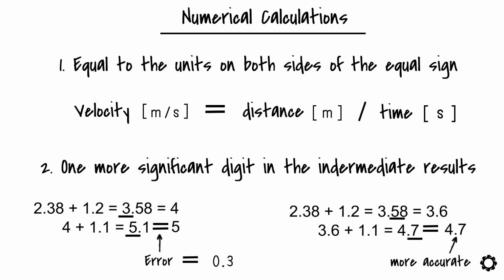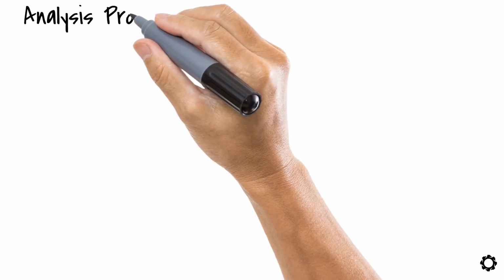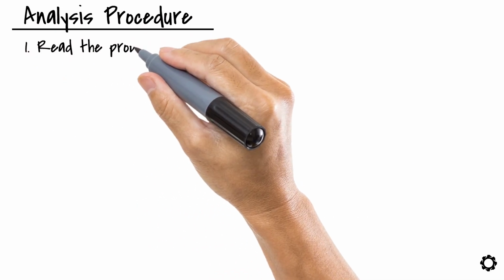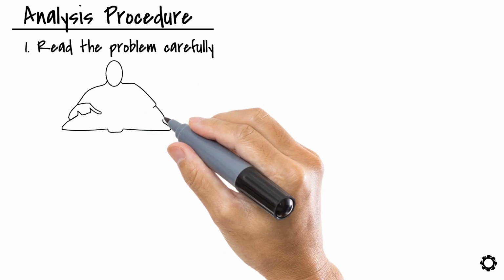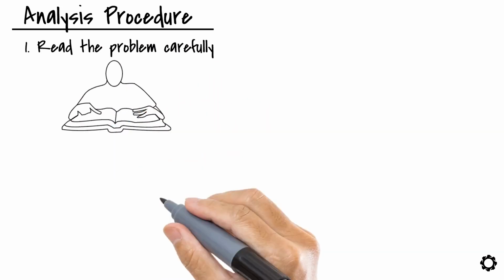And now to the most important topic in this video. We are going to discuss how to perform the analysis procedure in mechanics. Let us advance step by step on how to perform this procedure. First thing that you should always do is to read the problem carefully. Try to understand the correlation between the task situation and the studied theory.